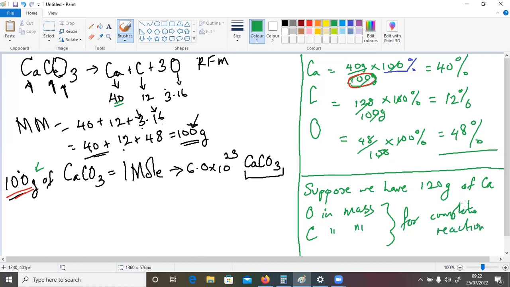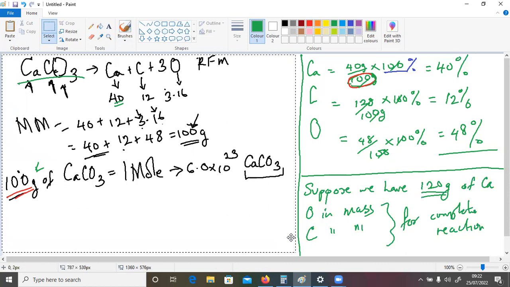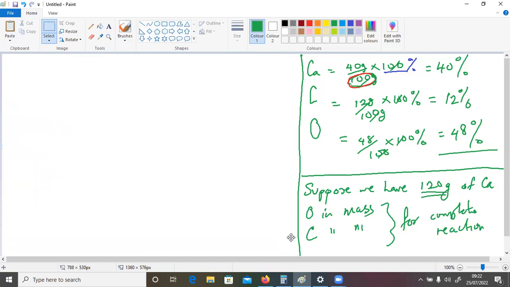So we are given that the formula for calcium carbonate is this one, and we have 120 grams of calcium. What is the mass of carbon? What is the mass of oxygen that we require for a very complete reaction? So that's a good exam question. And how are we going to do it?